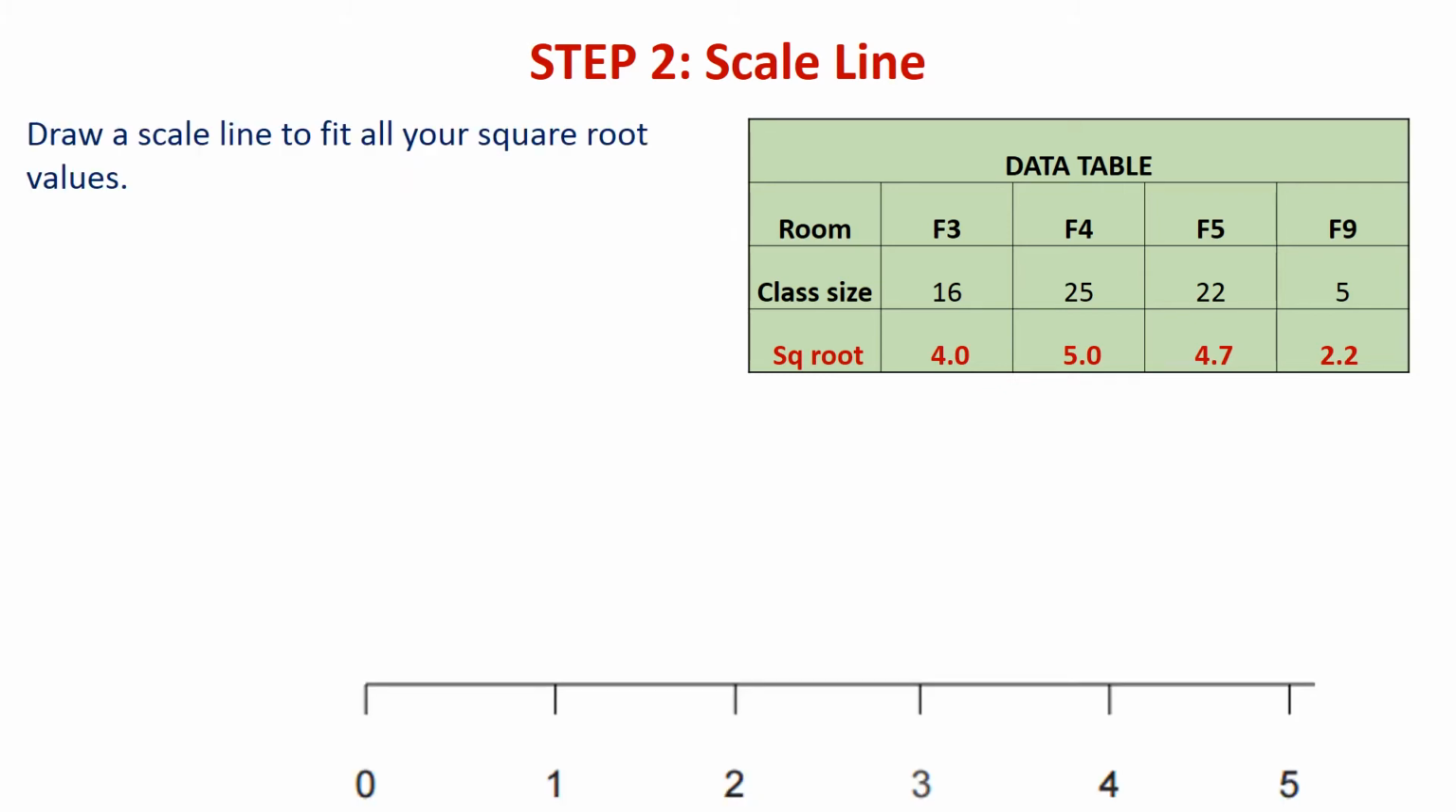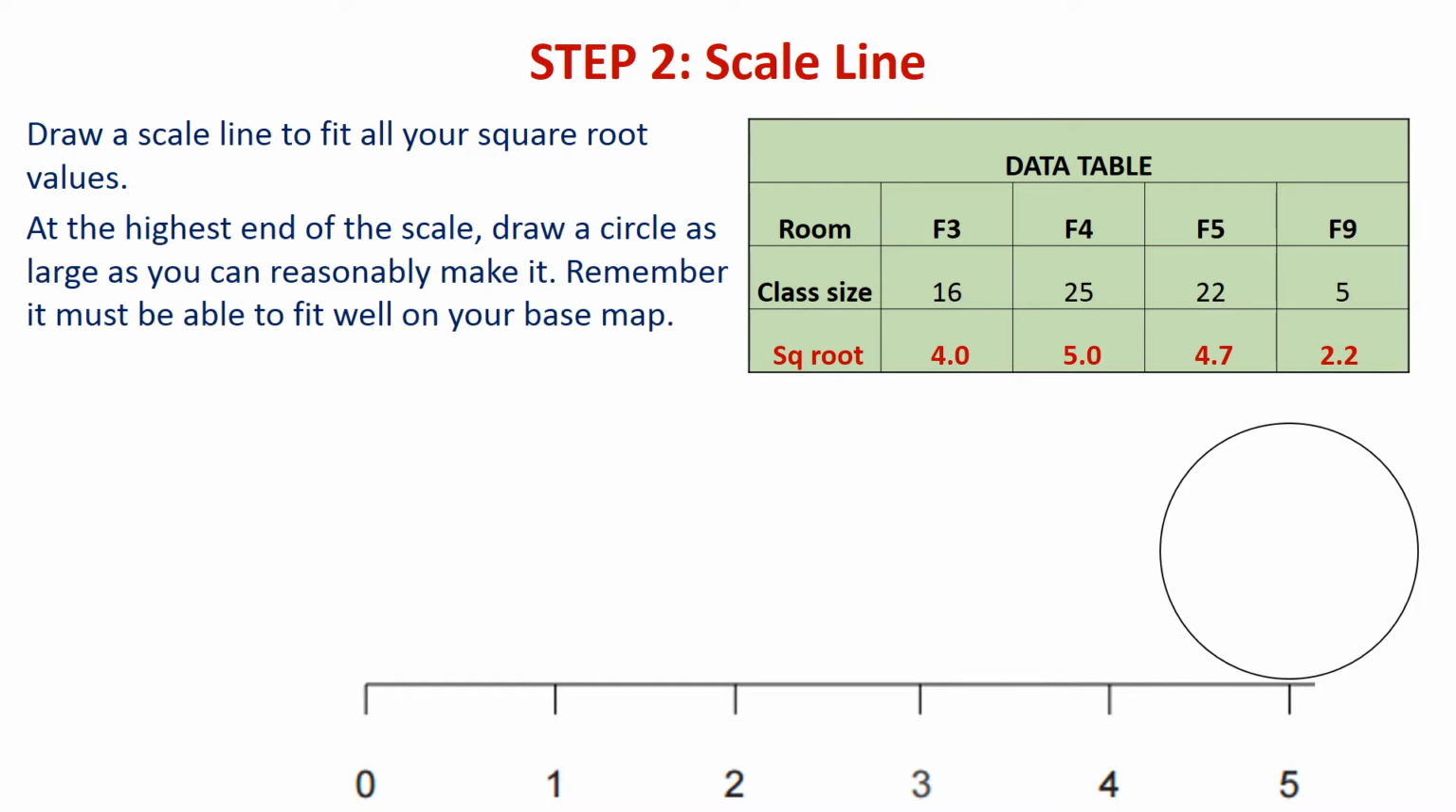In step 2, we need to create a scale line. Now essentially this is just a horizontal line that incorporates all the data, and you can see my scale here goes up to 5 because my square root value maximum is 5. Once I've done that, I then create a circle. Now this circle, try to make as big as you can because it allows greater contrast between the circles that you do then draw. It's also easier to draw larger circles than it is fiddly little ones.